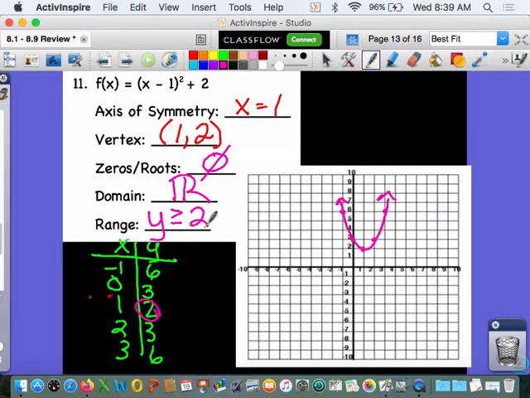Your state test will probably have interval notation. So remember, interval notation is bracket 2, infinity, close parentheses. Chances are your state test, if this is multiple choice, might have interval notation. Make sure you know that. Questions? Anybody still trying to write it down?